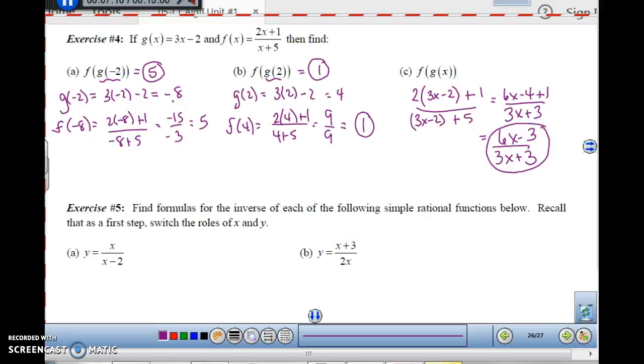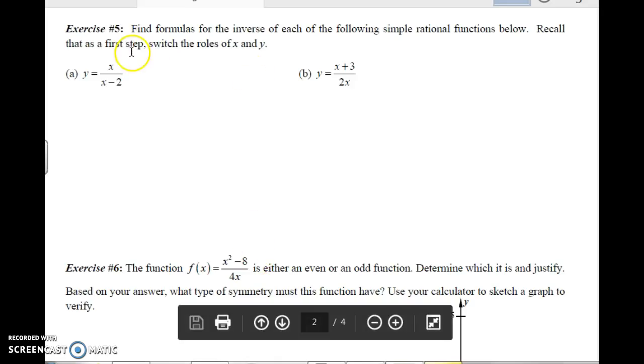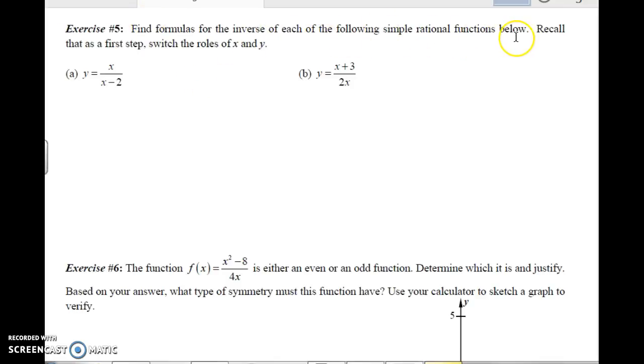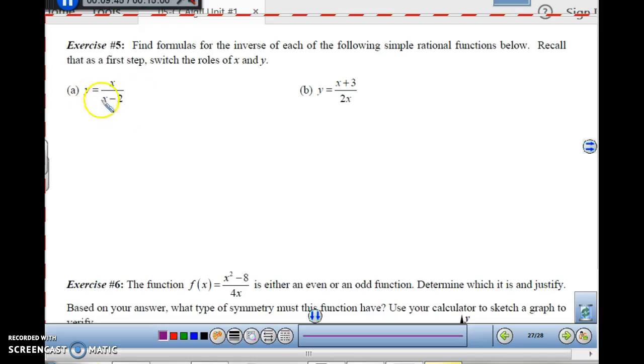So it's just working with polynomials that we've done before in different ways, and now applying the rational functions to them. All right, exercise 5. Find formulas for the inverse of each of the following simple rational functions below. Recall that as a first step, we switch the roles of x and y. Okay, so if we have y equals x over x minus 2, we want to find its inverse.